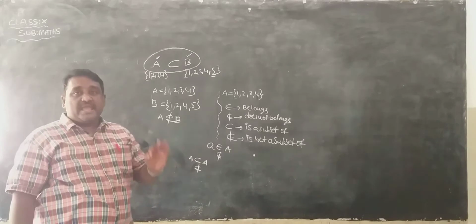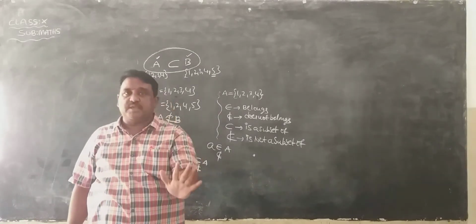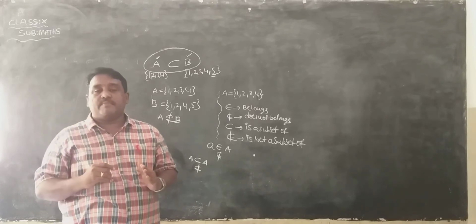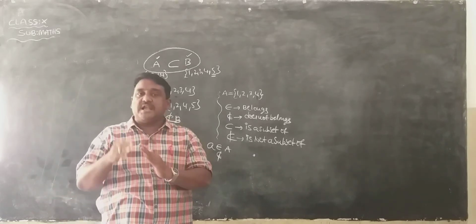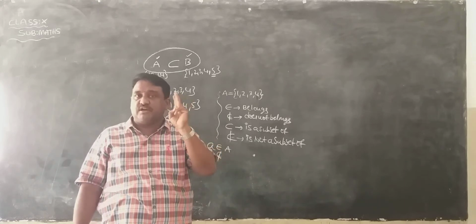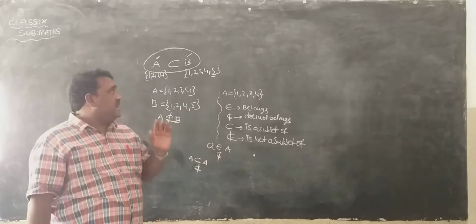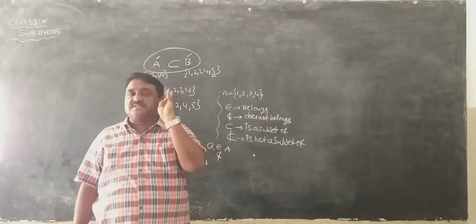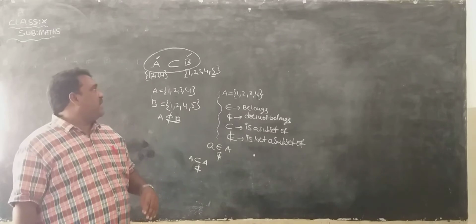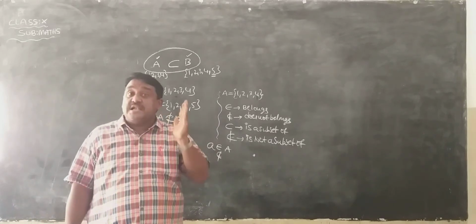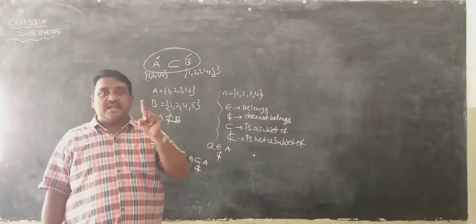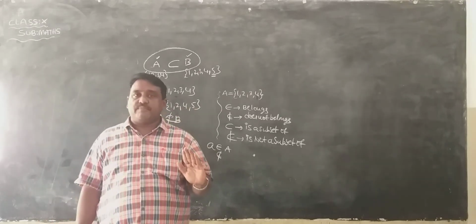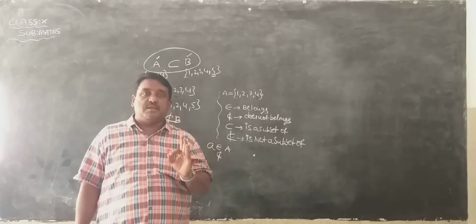First way: A is a subset of B. Number 2: A is contained in B. Number 3: B contains A. So there are 3 ways of reading. Anyway, B is big, A is small.